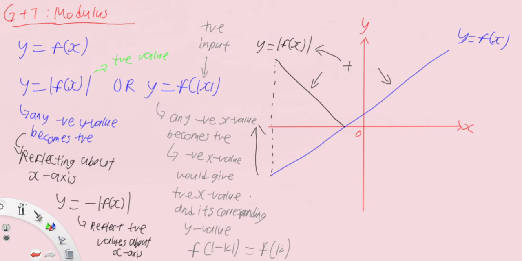Whatever you had on the positive x side, from 0 to x, label this here, and here, will now be reflected onto the other side, because whatever you had on the negative x side would have the same values as for the positive x side. So what we have is this graph right here.